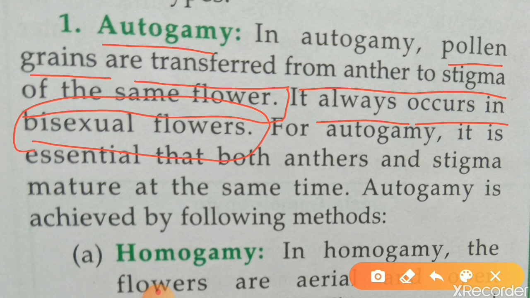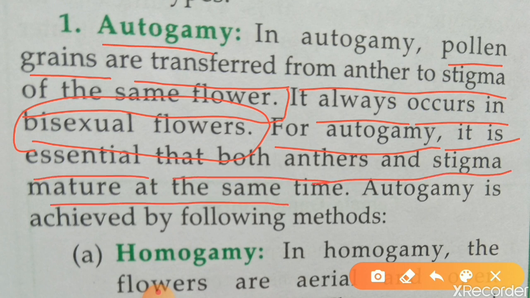Okay. For autogamy, it is essential that both anthers and stigma mature at the same time. In the case of autogamy, what is essential? Anther and stigma should mature at the same time. Then only what is possible? Self-pollination is possible. Autogamy is achieved by the following methods. So, by three methods, what can take place? This autogamy can take place, or it is achieved, by three methods.